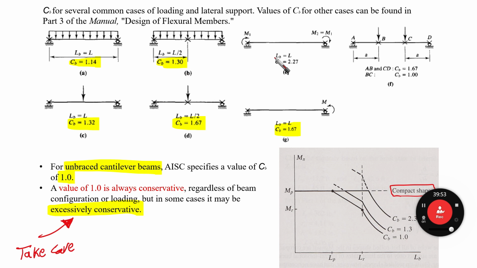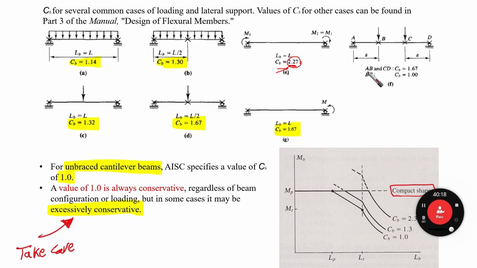And then if we have moment concentrated at the ends, M1 and M2, which are the same value, and LB equals L, you're going to find CB equals how much? 2.27. Very huge here. It means almost double, more than double. The nominal strength is going to be doubled here.